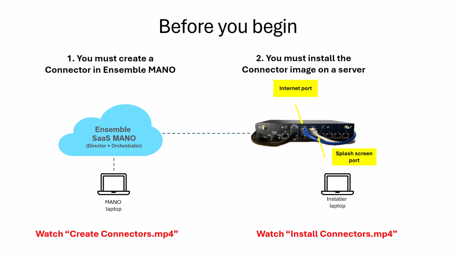So power up the server and connect the two ports shown. The initial configuration in your image defines what ports to use for internet and splash screen. In my case, it was port 0.1 for internet and port 0.4 for the splash screen.